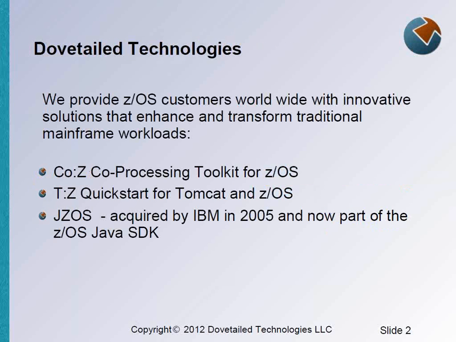I'm just going to spend a couple minutes giving you a little information on us if you're not familiar with us. Up until about 2004, we did mostly consulting services related to z/OS. In 2004, we came out with a product called JZOS, which was acquired by IBM in 2005 and is now part of the z/OS Java SDK. We also ported and packaged Apache Tomcat, the free open source Java application server, to z/OS. You can install that in like 20 minutes on z/OS. But our main product focus these days is the Cozy Co-Processing Toolkit.